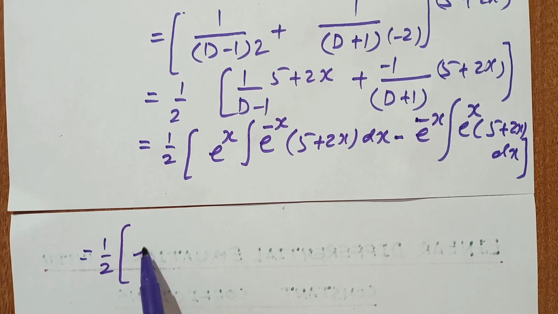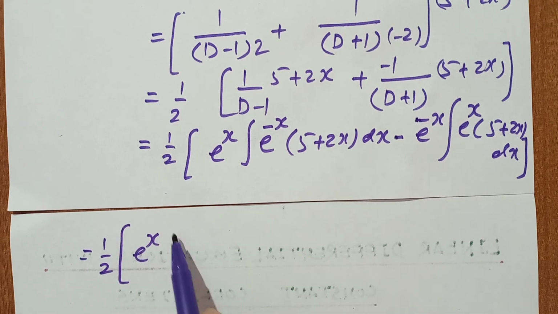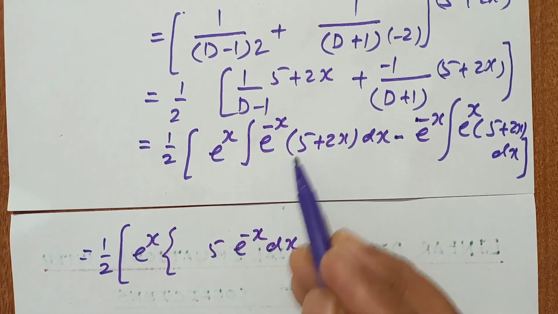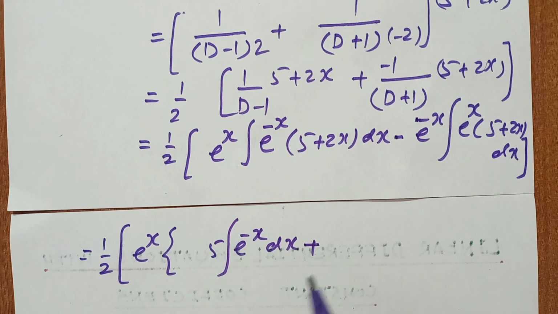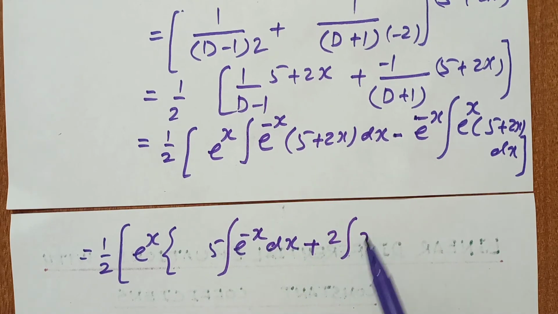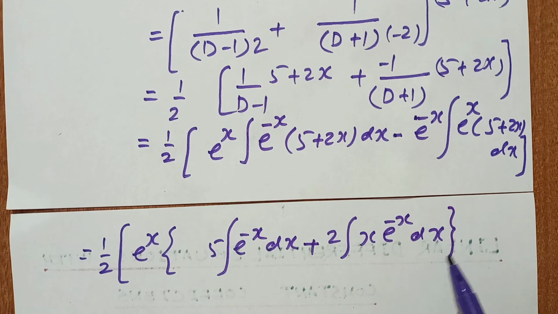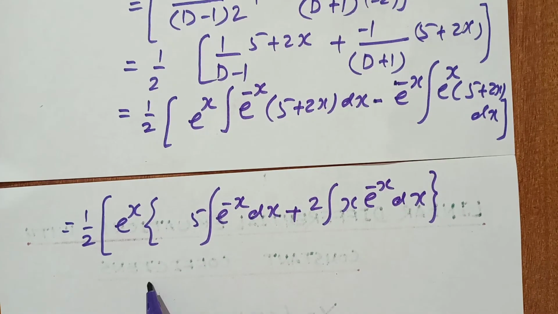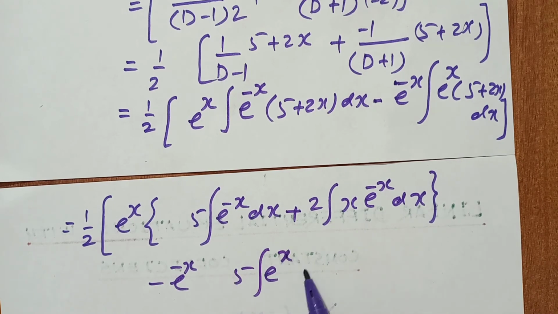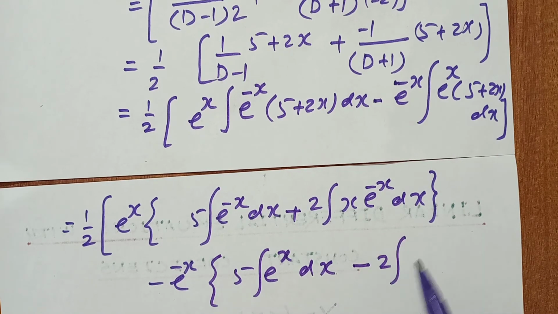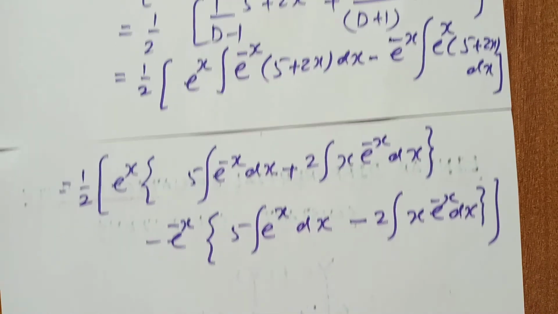So here e to the power x, you can write 5 e to the power minus x dx plus 2 integral x e to the power minus x dx. Okay, so this is the first term, and similarly minus e to the power minus x, this is the second term, so 5 e to the power x dx, this is common, and similarly minus 2 integral x e to the power minus x dx. So this is very easy to solve.